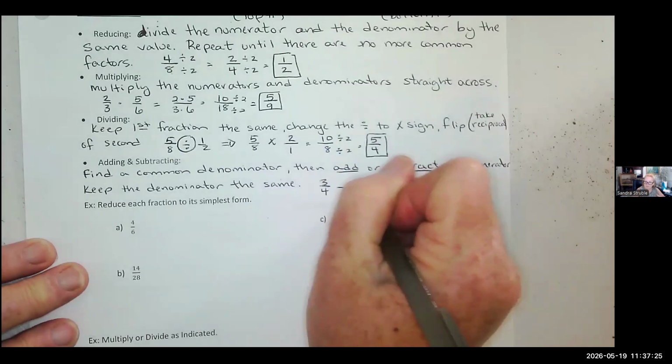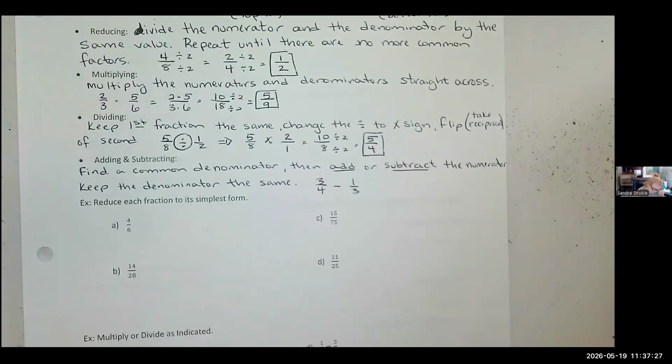Common denominator. Remember, the denominators are the bottom numbers. We've got 4 and 3. 3 doesn't go into 4. 4 doesn't go into 3. So we need to find a number that they'll both divide into evenly. The multiples of 4 are 4, 8, 12, 16. The multiples of 3 are 3, 6, 9, and 12. Between the two of those, 12 is the common denominator.